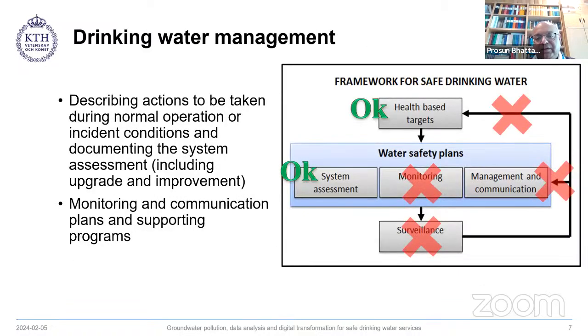This is one of the diagrams, classically from WHO 2005, which brought in this picture of a framework for safe drinking water. We talk about health-based targets, and then the water safety planning modules: system assessment, monitoring, management, and communication and surveillance. In terms of system assessment, we are pretty much comfortable in understanding the system, but in monitoring, management and communication, we are still lagging behind substantially.